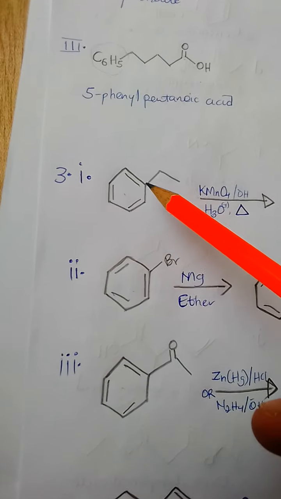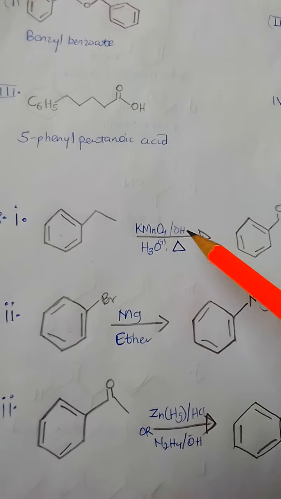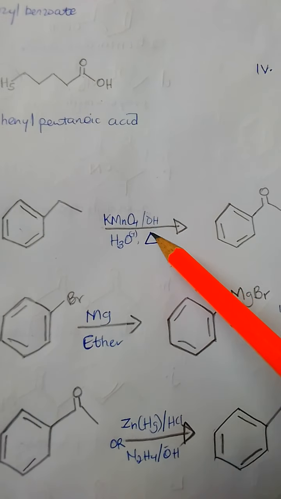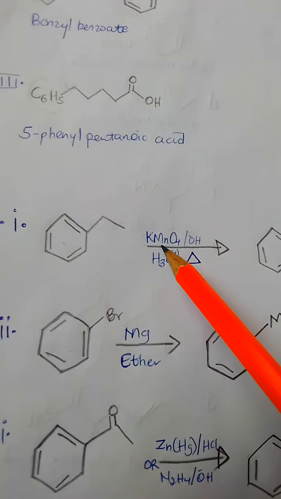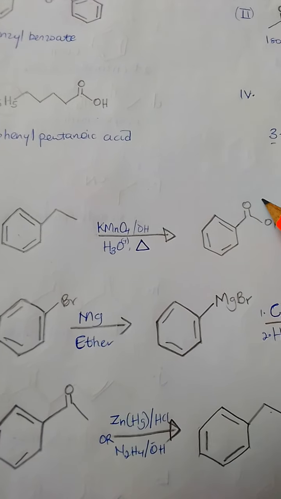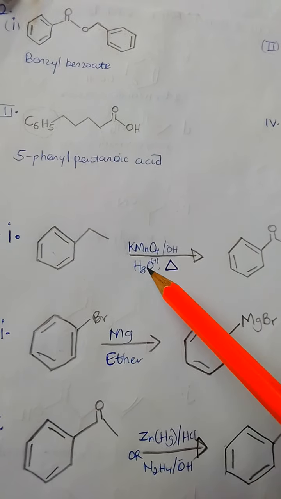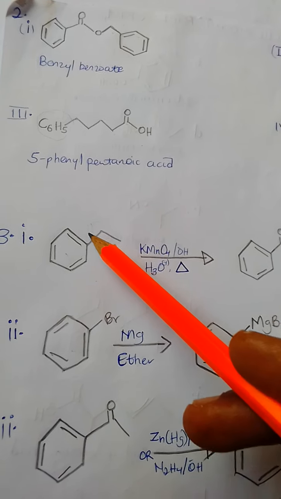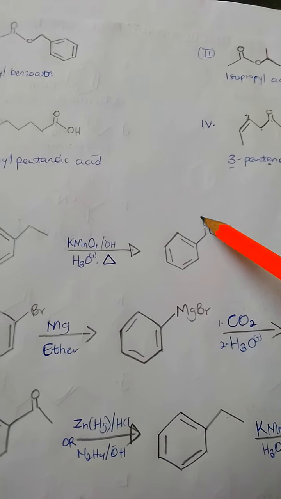So if you have this, an alkyl benzene, to convert this benzene to carboxylic acid, you have to subject it to an alkaline potassium hydroxide in heat, followed by hydrolysis, acid hydrolysis, to convert the alkyl, no matter how long it is, to a benzoic acid. There is a hot potassium permanganate, alkaline, then followed by hydrolysis will convert the alkyl portion, no matter how long it is, to a carboxylic acid group.